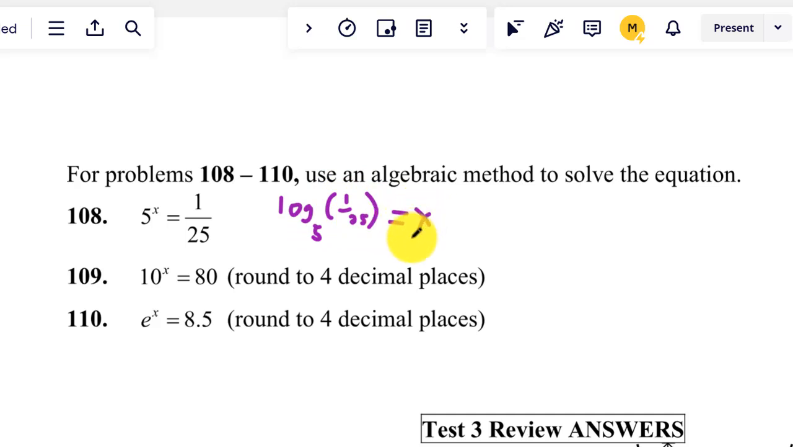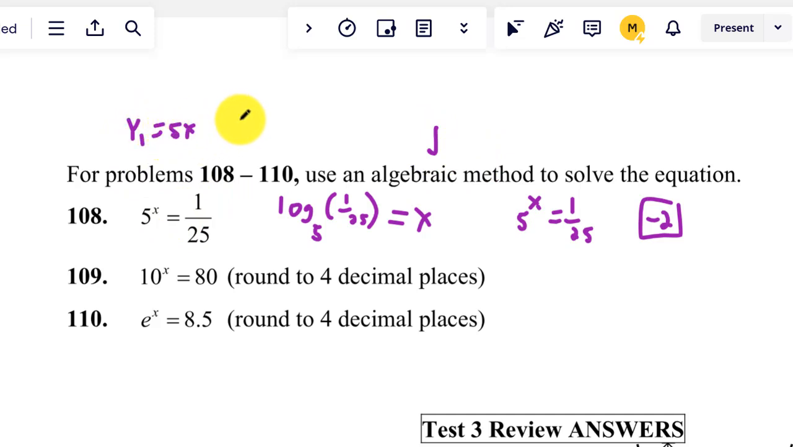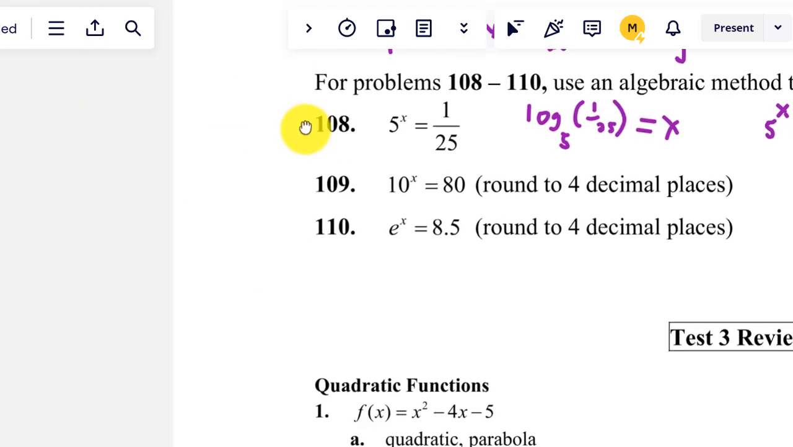And now if you want, you have a couple of options. You could say, all right, 5 to the x equals 1 over 25. What value of x makes that true? The answer would be negative 2, right? That's one way to do it. It says algebraic, so that's a way. You could also graph it, right? I could graph y1 is 5 to the x, y2 is 1 over 25. The intersection would be my answer, okay? Let's use algebra to do number 109.